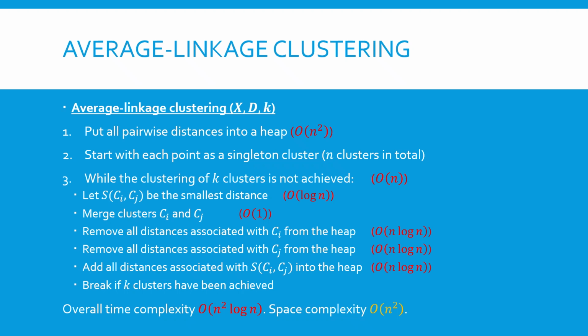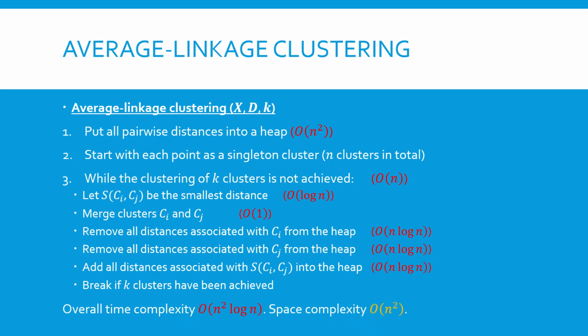Here is the pseudocode for the average linkage clustering algorithm. In step 1, we build a heap to store all initial spacing values. Because heap construction takes time linear in the number of elements, and we have O(n squared) spacings, this step takes O(n squared) time.